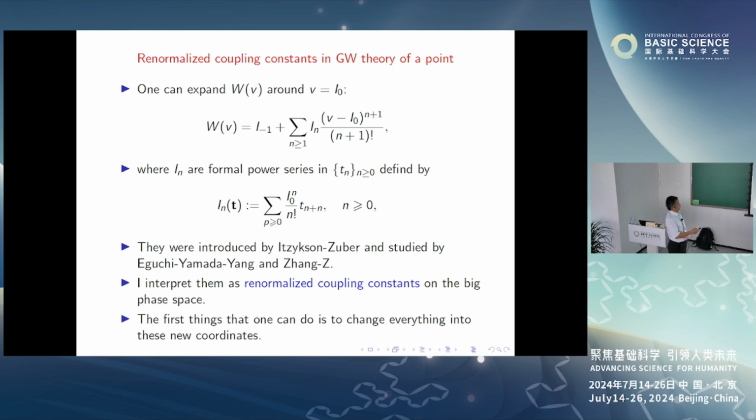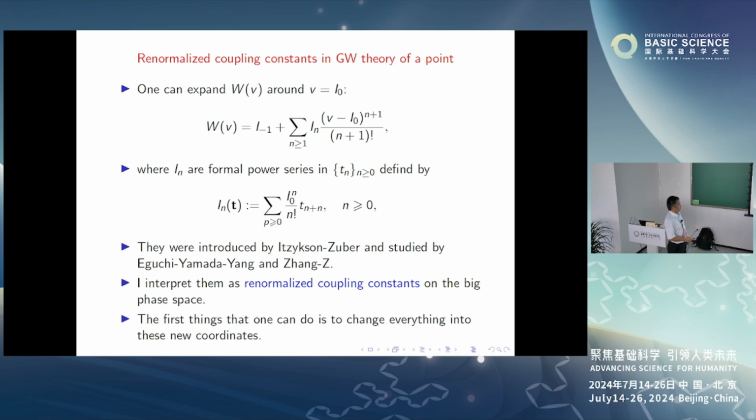The expansion actually will introduce certain coefficients I_n and I_{-1}. And I_n can be explicitly written down, and I made a typo here: there should be a p factorial and so on. So the n here should be of each n, p. So they were introduced by Jian Zhou and studied by Iguchi, Yamada, Yang, and my student Qin Zhang and myself. So the I_n are formal power series actually in p. I interpret them as renormalized coupling constants. So originally the coupling constants are T_n, and you renormalize them into I_n on the big phase space. So it's a coordinate change. You change the coordinates from T_n to I_n.